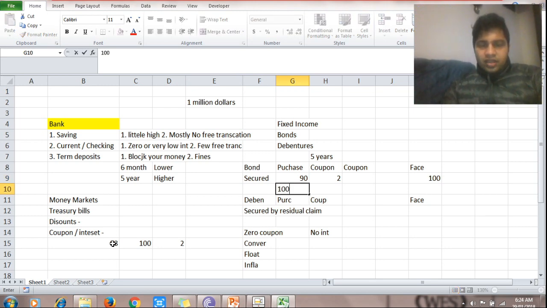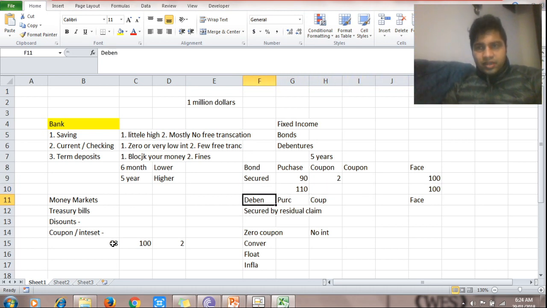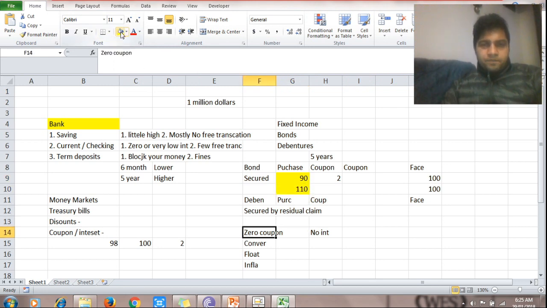So certain bonds may be issued at $110 and the face value is 100, so you buy it at 110 and you receive $100. So there is depreciation in the bond price, or a decrease in the bond price. These bonds are called issued at premium, and the others are called issued at discount. Okay, then you have debentures, exactly the same as a bond, the difference being secured by residual claim instead of secured by assets.